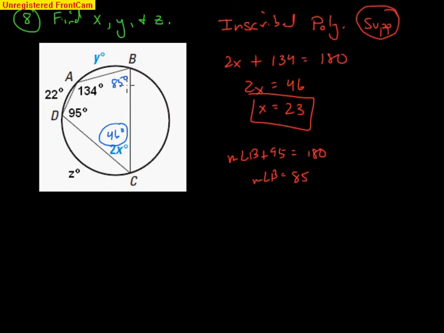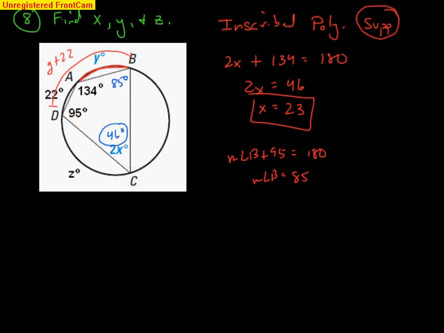So now let's look at y. Y is up here. Here's y. It's this arc. Now, there is no angle that intercepts it. But there is an angle that intercepts arc BD. Wouldn't arc BD have a measure of y plus 22? And don't we know the angle that intercepts that arc? Yes, we do. It's 46.